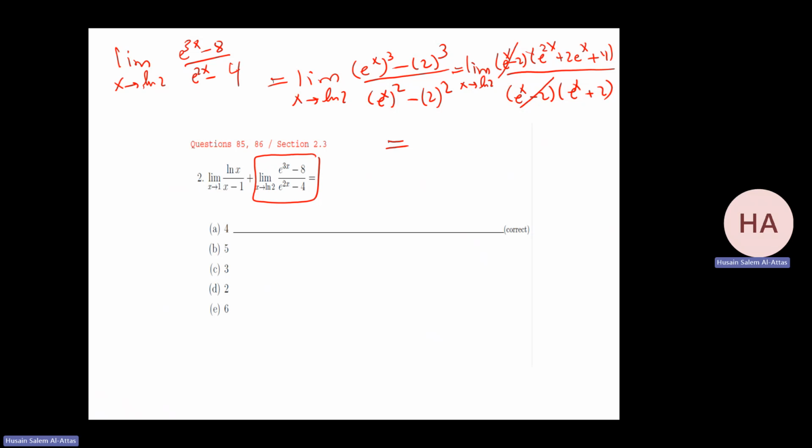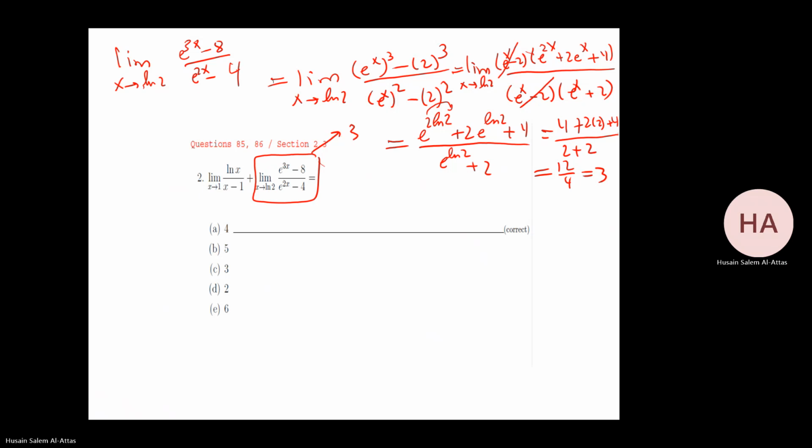So substitute: I have e to the power 2 ln 2 plus 2 e to the power ln 2 plus 4 over e to the power ln 2 plus 2. So I have this 2, take it as a power. I have 4 plus 2 times 2 plus 4 over 2 plus 2. I'm getting 12 over 4, that is 3. That's only this part. This is 3. Okay, now we need to do this.